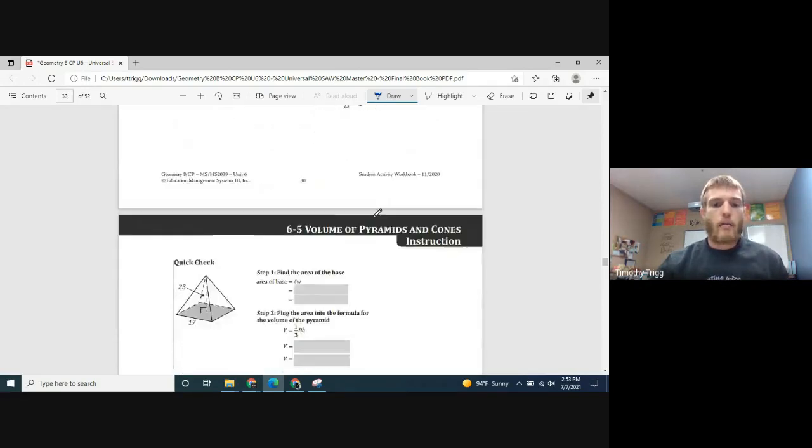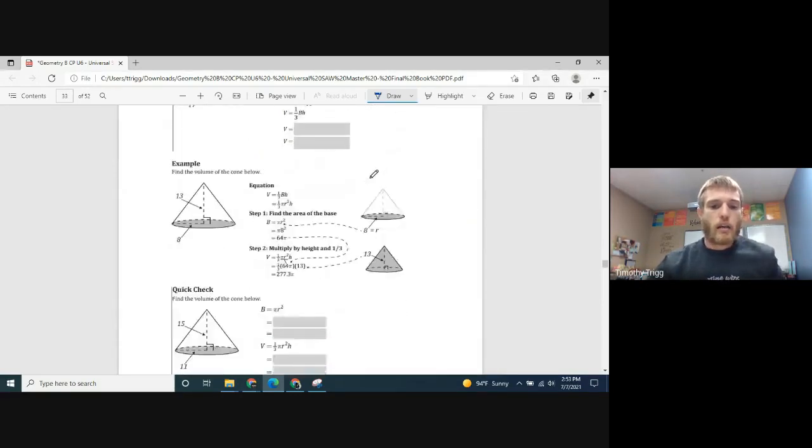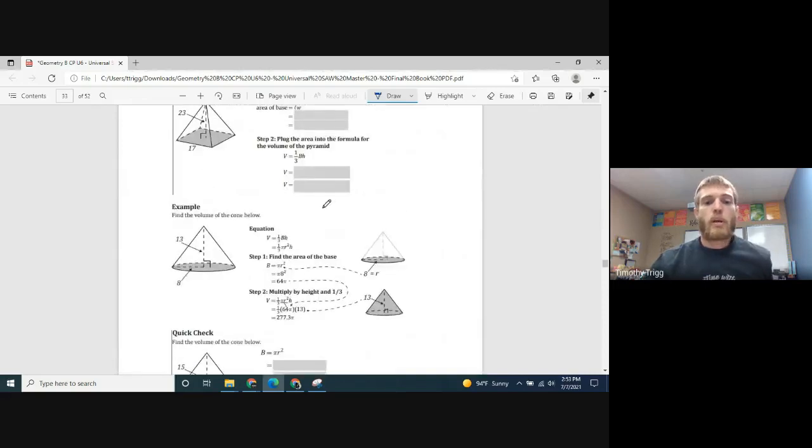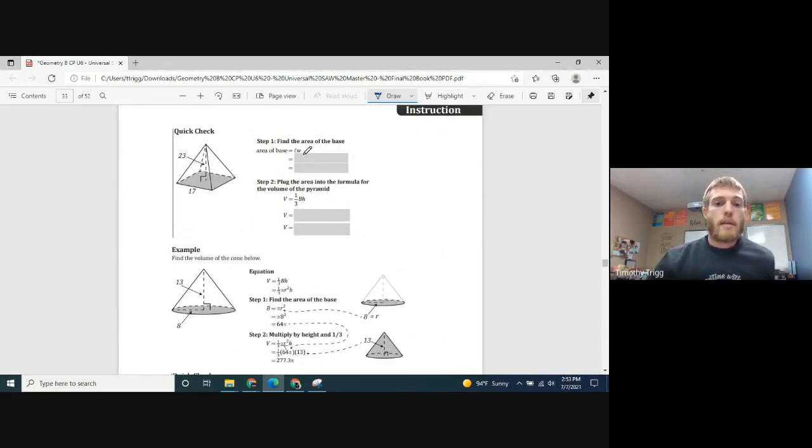So let's just go ahead and work on this quick check on page 31. We'll work on these two quick checks. So the area of the base, in this case, this base is a square. So for this pyramid, the shape of the base is a square. So to find the area, we do length times width. So that's 17 times 17, or in other words, 17 squared. So that's going to be 17 times 17, which gives us that the area of the base is 289.